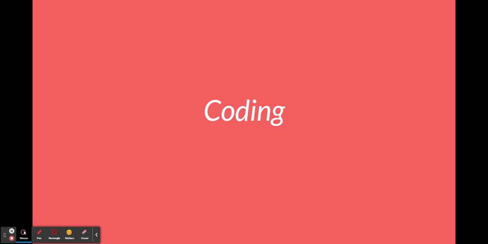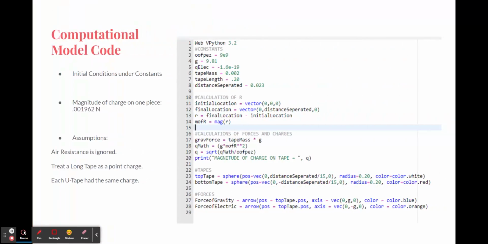Now, moving on to the coding section. The code itself was made in Glowscript and includes various formulas from before and has the initial conditions of the experiment listed under constants right here. The assumptions for the code are also listed. Air resistance is ignored. Treat a long tape as a point charge. Each tape has the same charge as well.